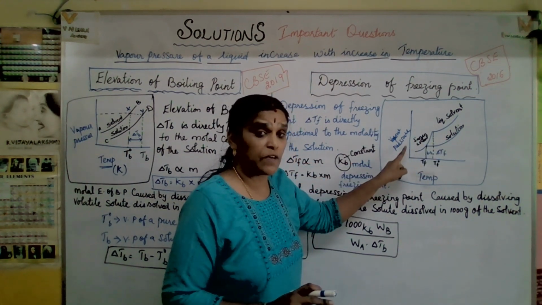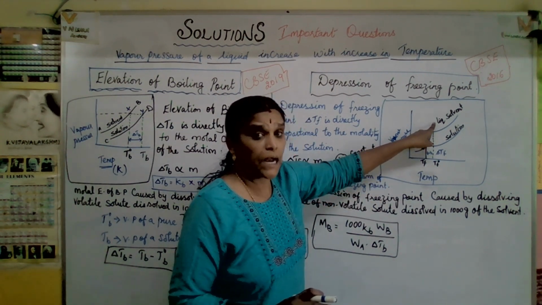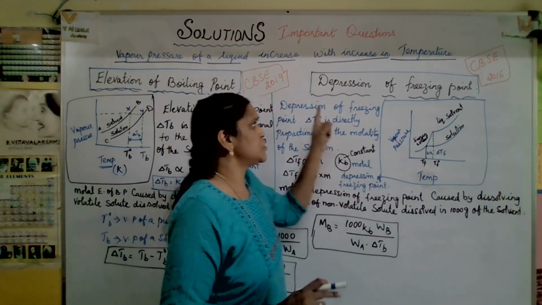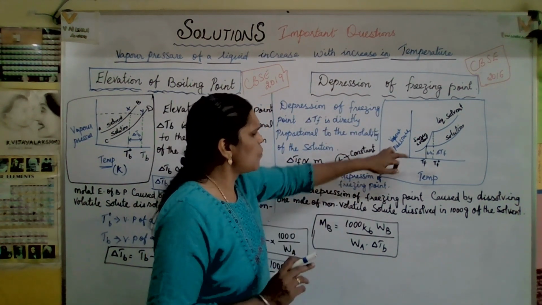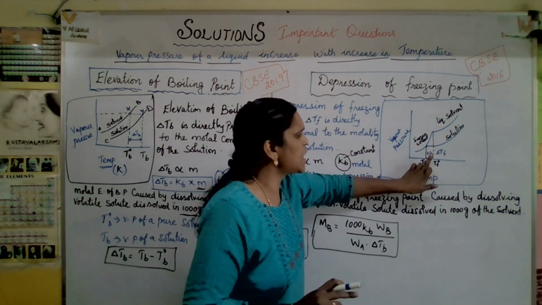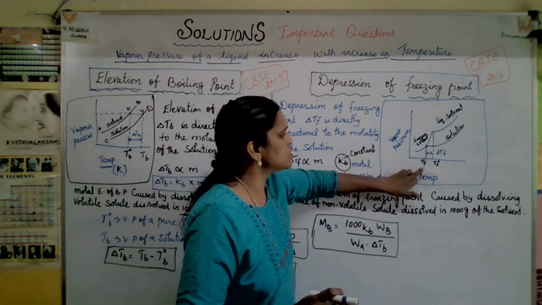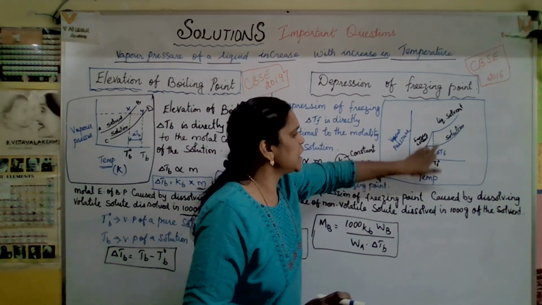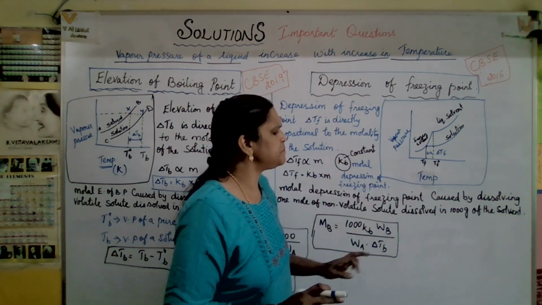Frozen solvent, that is the vapor pressure of a pure frozen solvent, and here the liquid solvent. Here the solution. Why? Because it is a depression of freezing point. Now here it is the frozen solvent and the liquid solvent, so naturally the temperature varies. So the graph also has TF and T naught F, that is the temperature of freezing point.